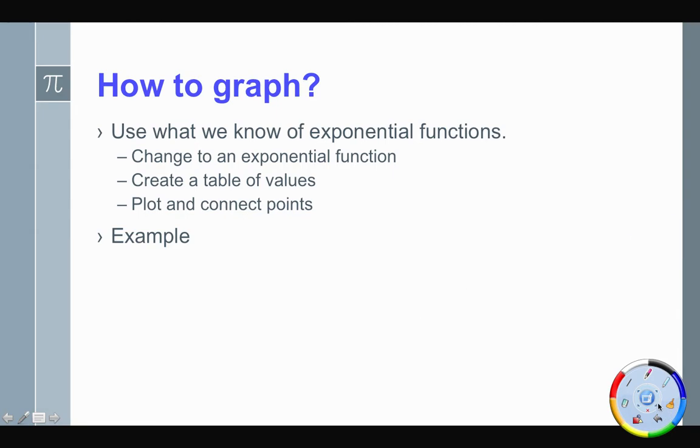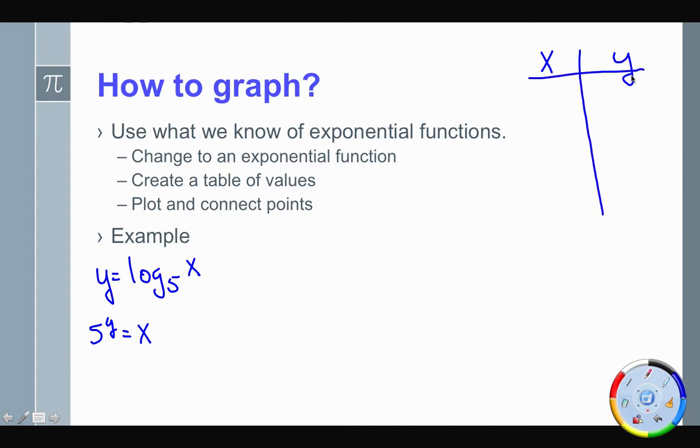We're going to do one more example just to make sure that we understand what is going on here. So we have y is equal to log base 5 of x. We're going to change it to an exponential function. So this becomes 5 to the power of y is equal to x. We're going to write our table. We're going to do the same thing we did in the last graph. We're going to choose 5 values for y because y is the exponent. And we're going to plug them in.